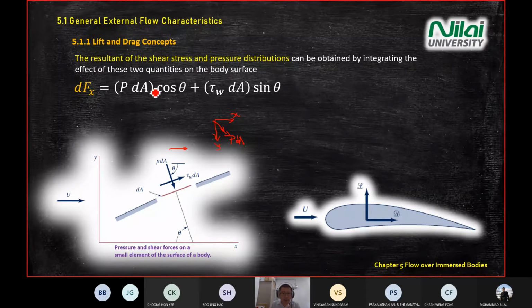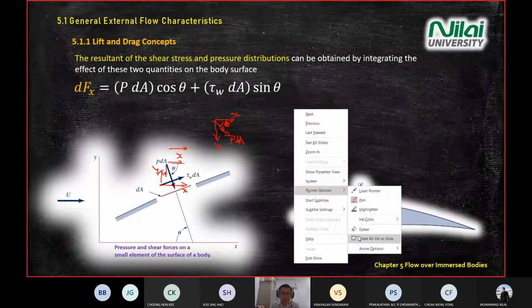So this component is PdA cos theta, because the theta is here. All right, theta is here, so this component is cos theta. So you break your force into x and y. So we look at x first. And then your shear stress also has x and y components. So your shear stress is sine theta. Okay.